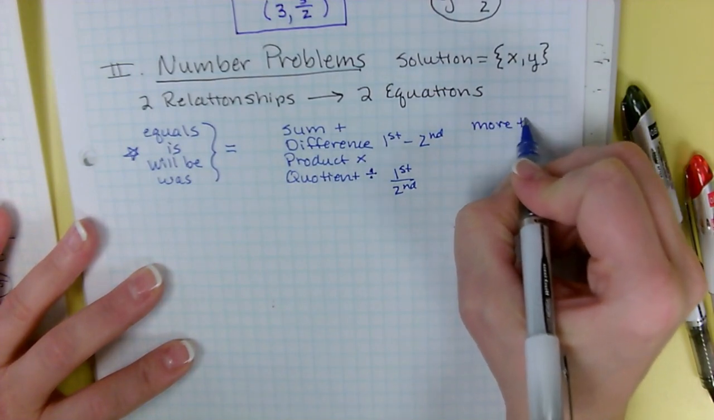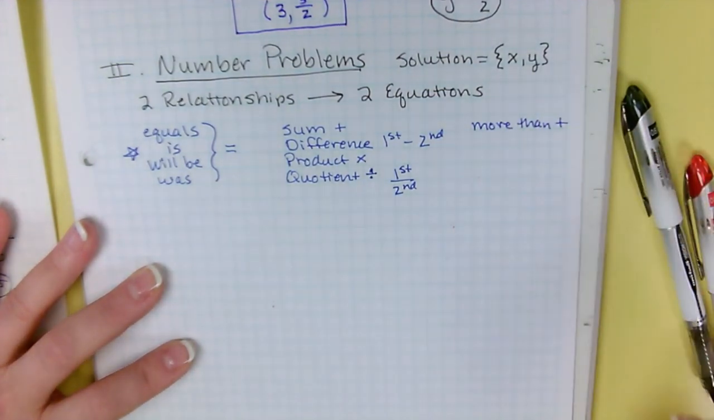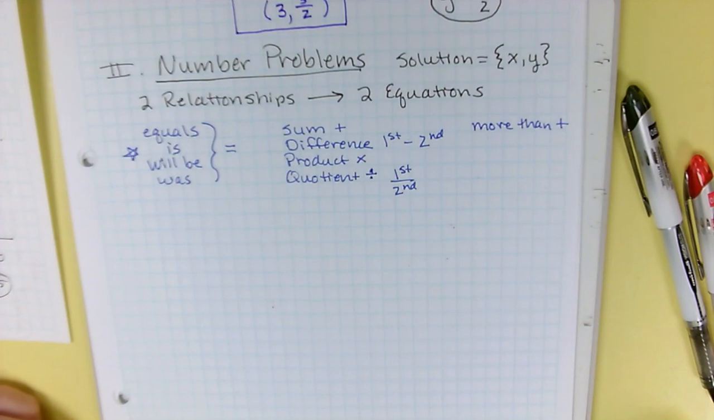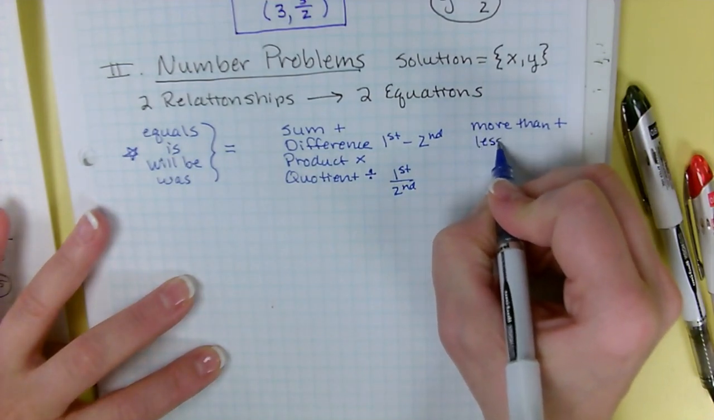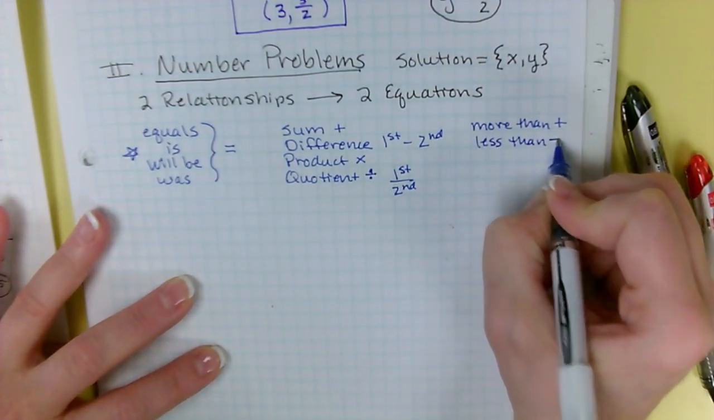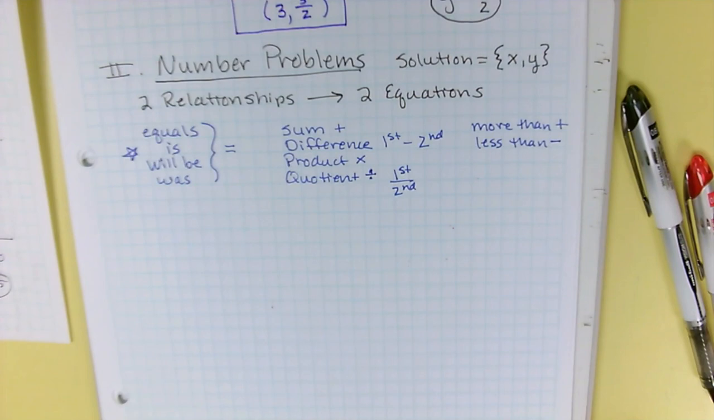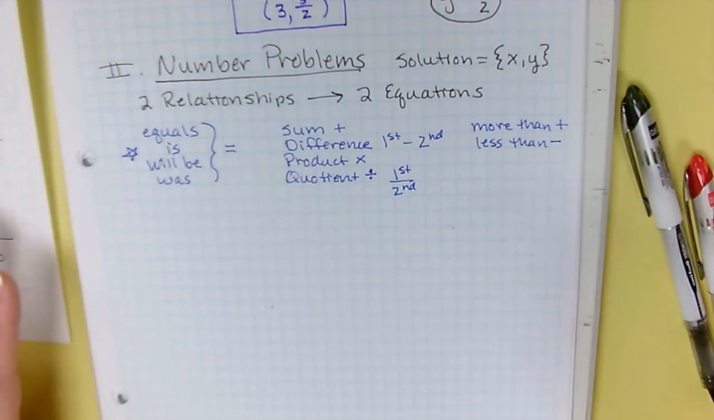If you see more than, that means add. Like if I have 3 more than him, then it's his stuff plus 3. Less than works the same way. Less than is subtraction. If I have 4 less shoes than my brother, I can take my brother's shoe number and subtract 4 because I have 4 less than him. So those are some other keywords that you're going to see.